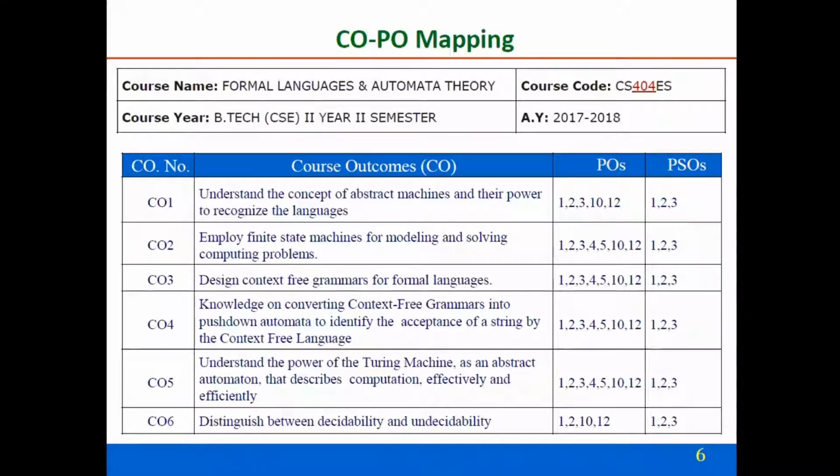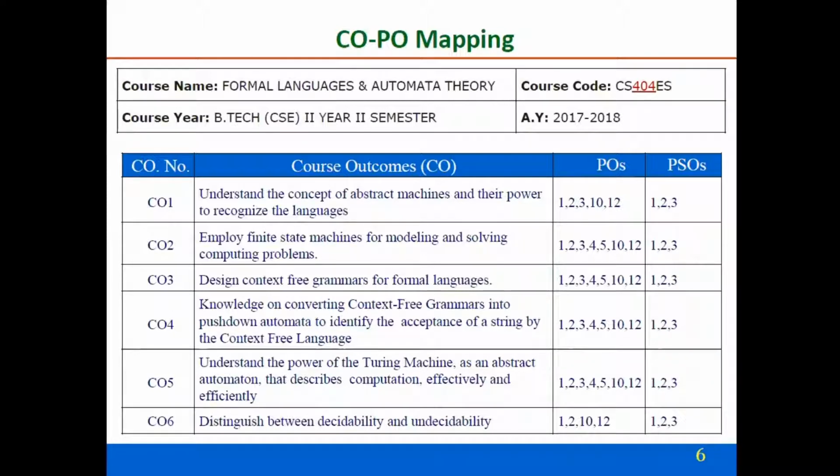How is CO1 related to PO1? The first person explains their perspective, then the second person, the third person. If the majority opinion satisfies this condition, then you can fix it. Like that we have to plan.